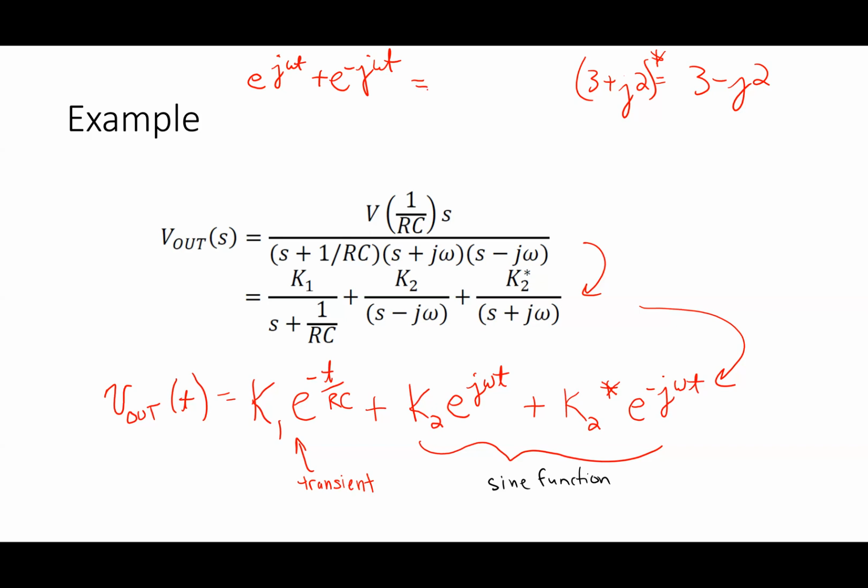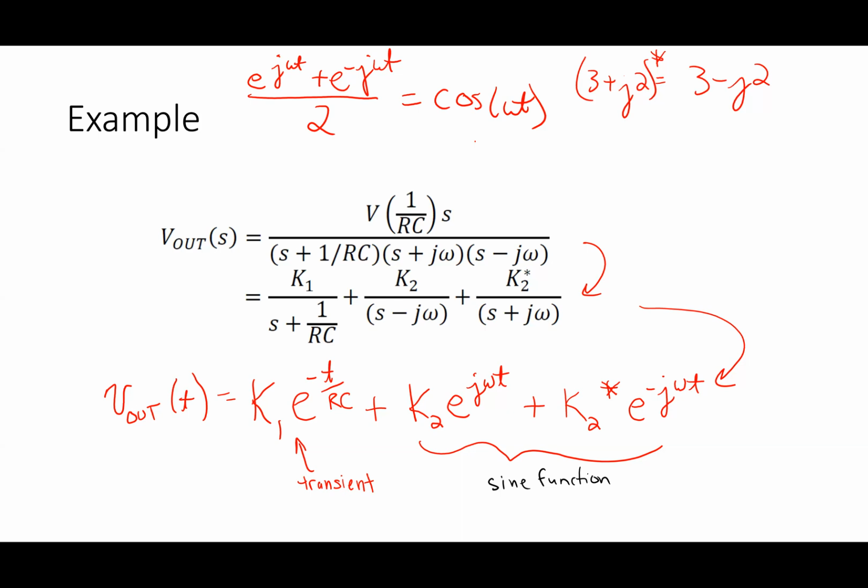e to the j omega t plus e to the negative j omega t is always equal to what? All right, what if I do this? All right, there we go. Yeah, this here, we got a winner. Cosine omega t, right? Basically, that combination of things is always equal to cosine, right? That's Euler's identity, right? It's a form of Euler's identity.